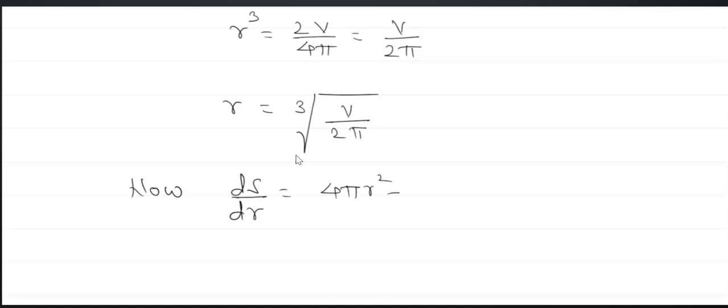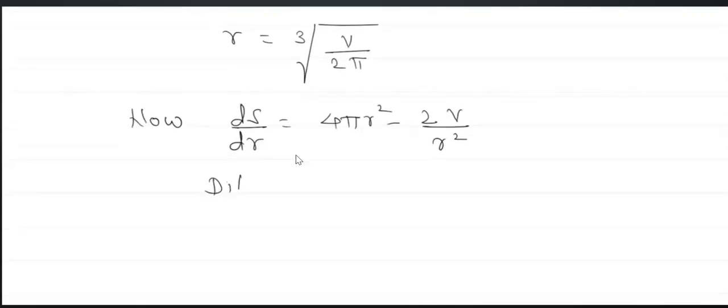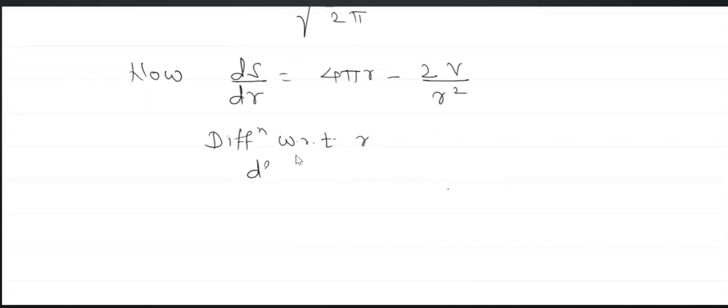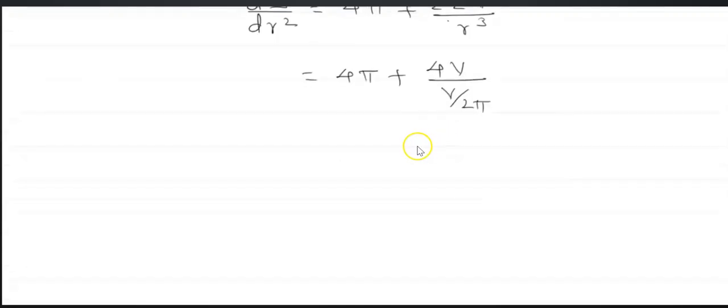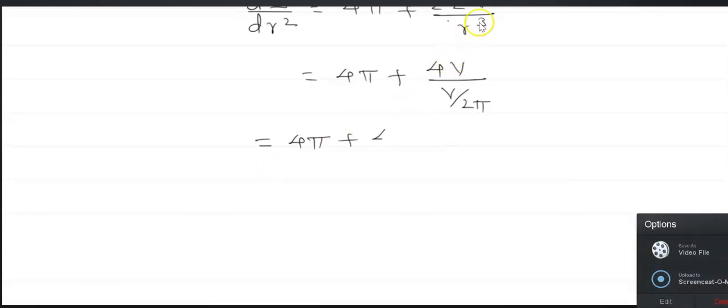Now, ds upon dr is equal to 4 pi r minus 2v upon r square. Now, differentiate this with respect to r. d2s upon dr square is equal to 4 pi. And the derivative of 1 upon r square is minus 2 upon r cube. And if we simplify this, then the important value is that r cube is equal to v upon 2 pi.